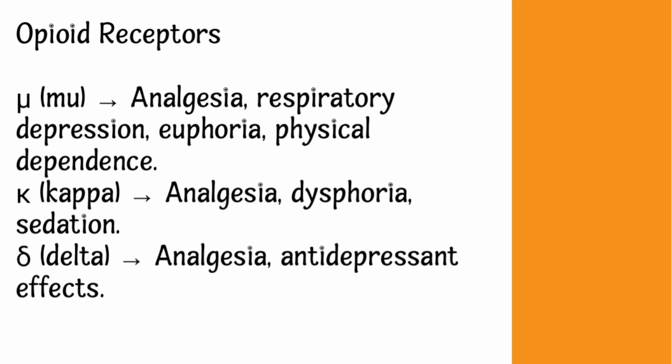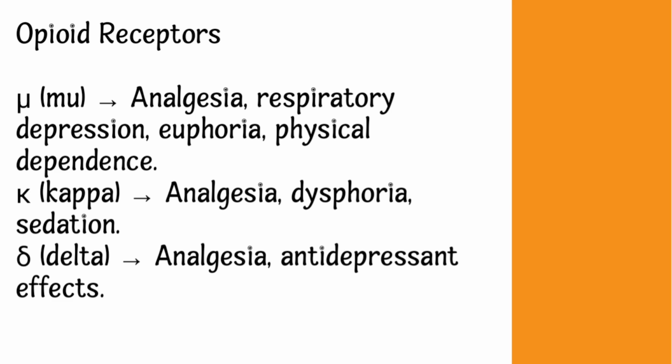Now for the opioid receptors, they are basically broken down into three. We have three main opioid receptors. Now we have the mu receptors. They are involved in analgesia, that is to help a person not to feel pain. Respiratory depression, they reduce the respiratory rate, make the entire respiratory system relax. It causes euphoria, a sense of excitement and overjoy, and it causes physical dependence.